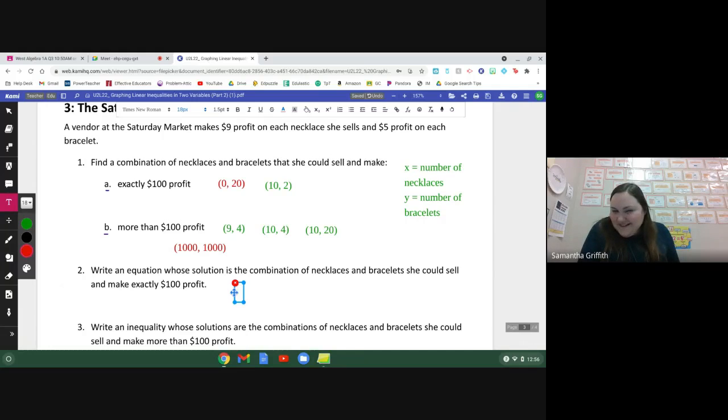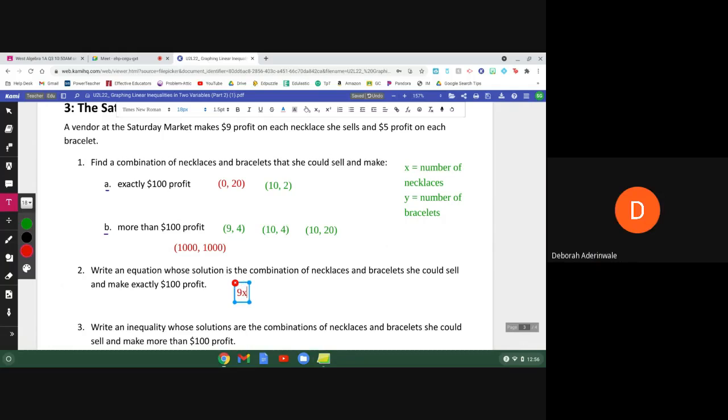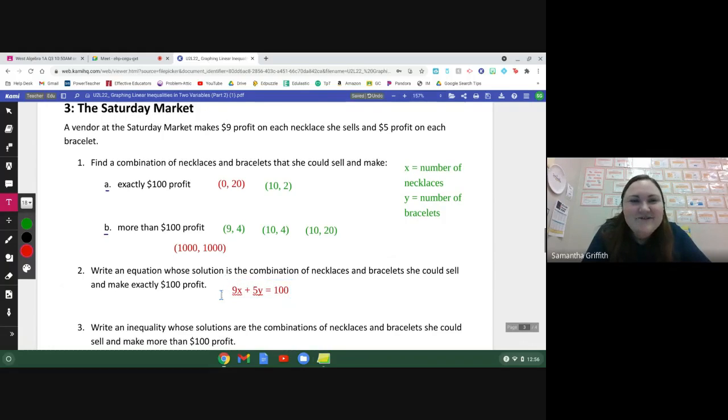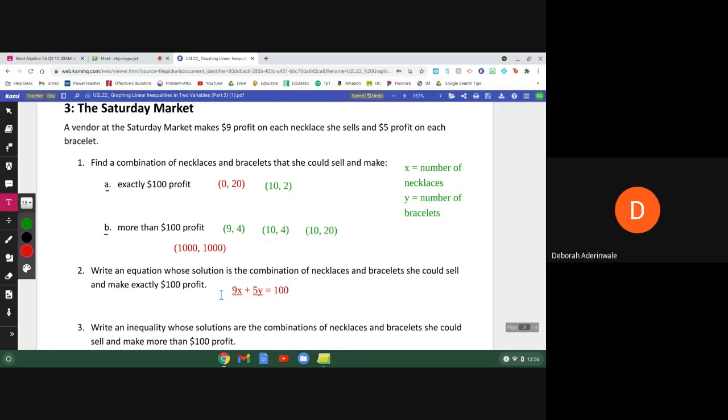9x plus 5y equals 100. It's hard to hear her sometimes, so I'm glad I got that. So we got that. Deborah, you said you were ready too. Is that your same equation? I also have xy equals 100. Is that correct? Yeah, that's the first one, 9x plus 5y, but then I also think maybe xy equals 100.